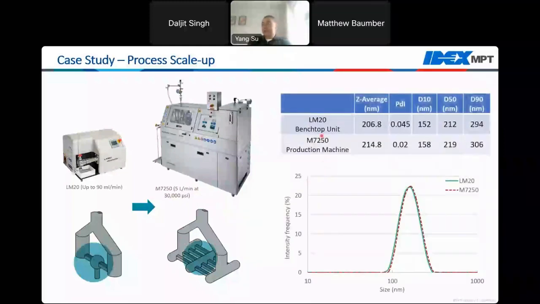You can see the results here when we process the same formulation through two different systems under the exact same condition. We were able to achieve almost identical processing results. You can see the average particle size is very similar, around 200 nanometers, with a good polydispersity index. The PDI indicates the distribution of the particle size. From the distribution curve here, you can see they're almost overlapping on top of each other, which indicates the excellent scalability of the technology. So you can directly scale up from your benchtop R&D development to the production scale.